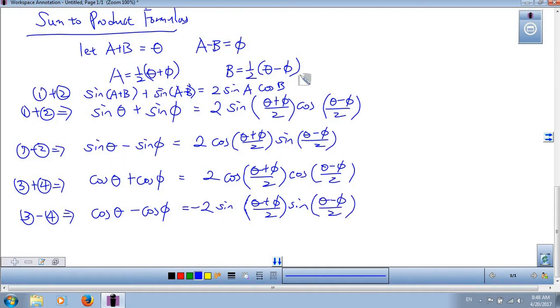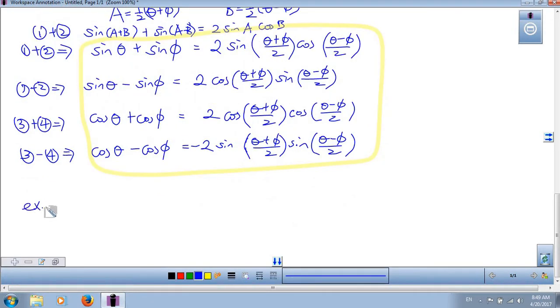Alright, so those are the 4 product to sum and sum to product formulas, excuse me. Okay, that will be very useful. They can help us combine different things. So let's go ahead and take a look at some examples.